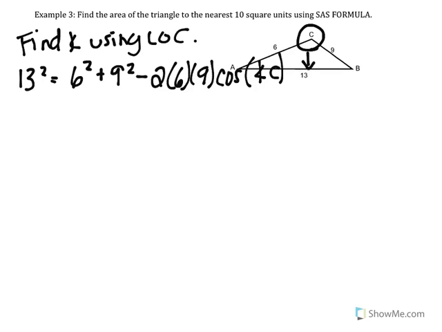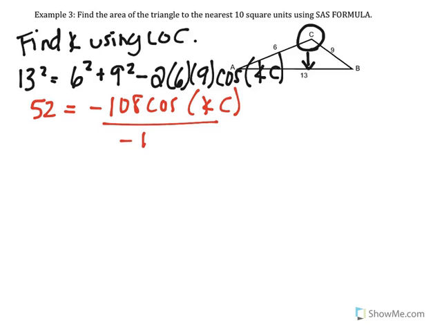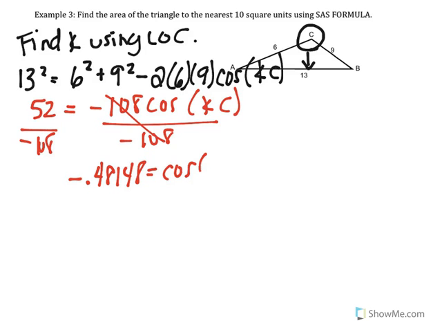I'm going to clean this up. Okay, I'll subtract over, so 13 squared minus 36 minus 81. I'm going to get 52 equals negative 2 times 6 times 9, which is negative 108, cosine of angle C. Divide by negative 108. Don't be afraid to get a negative here. It's perfectly fine. So what you're really getting is negative 0.48148 equals cosine of angle C.